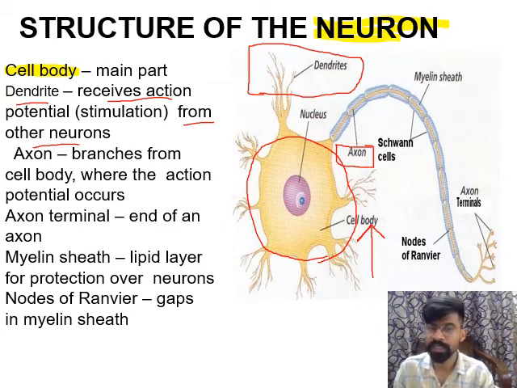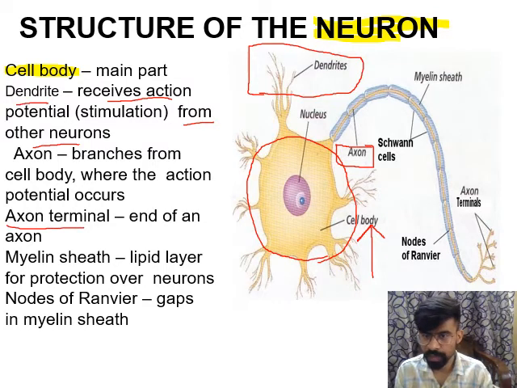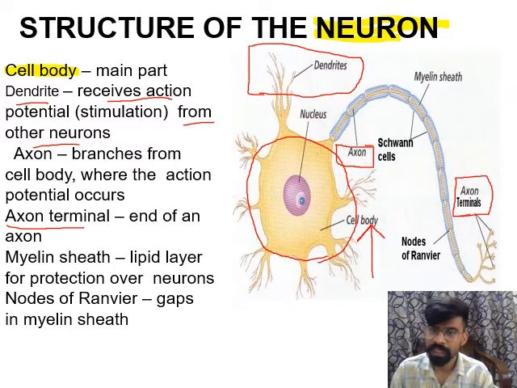Axon is a cylindrical, rod-like structure. Axon starts from the cell body area. Axon emerges out from the cell body. Next part is the axon terminal. Where are the axon terminals? These are the axon terminals. These are present at the end of an axon.